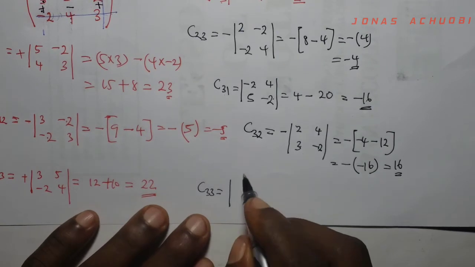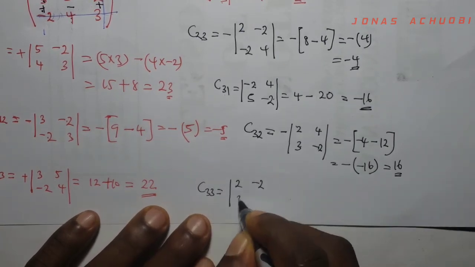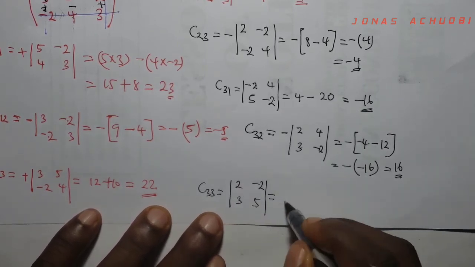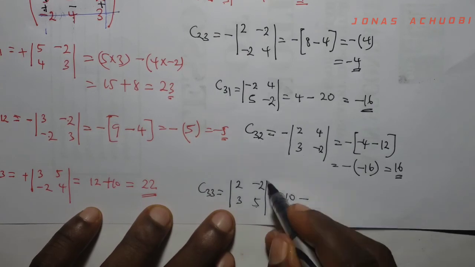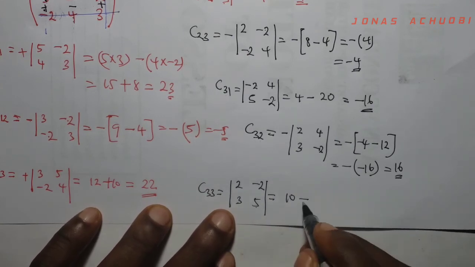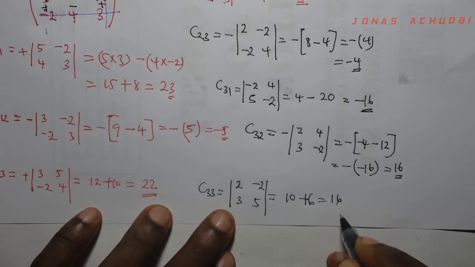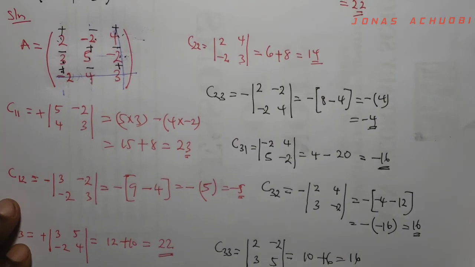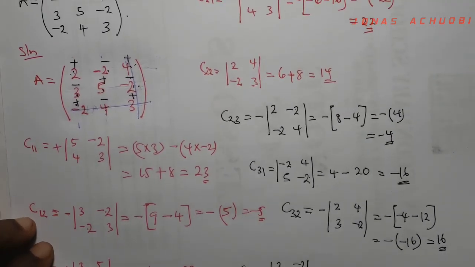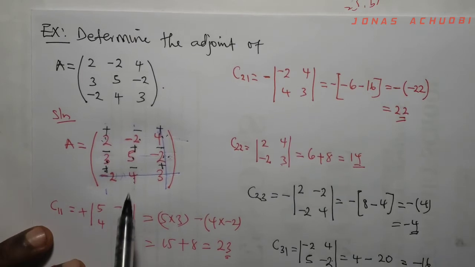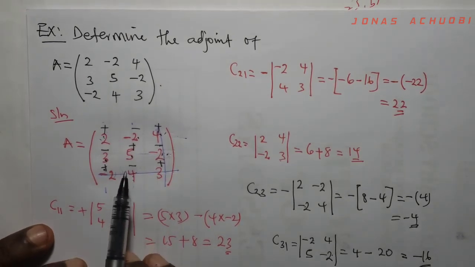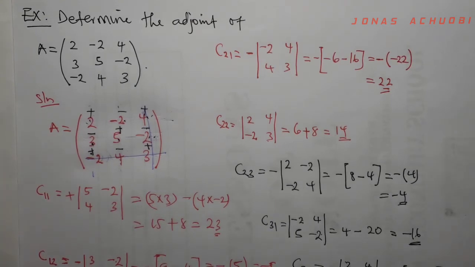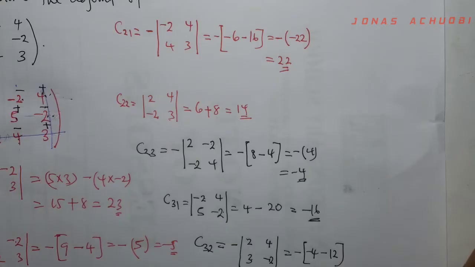minor for that entry. So I have 2, negative 2, 3, and 5. Okay. So determinant 2 times 5 is 10 minus 3 times minus 2 is minus 6. So that becomes plus 6 equal to 16. That is the cofactor for the last entry. What have we done so far? So far, we have been able to get the cofactors of each of the 9 entries of matrix A. Good. The next step we're going to take now is to put all these cofactors into one matrix. We shall call that matrix the matrix of cofactors.